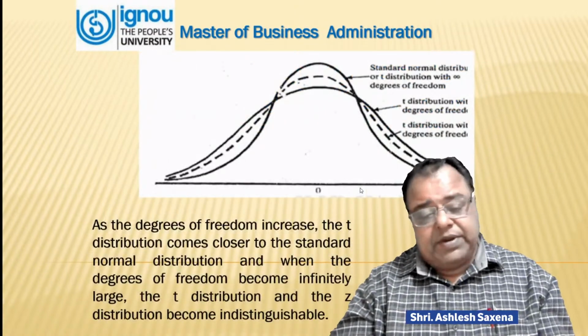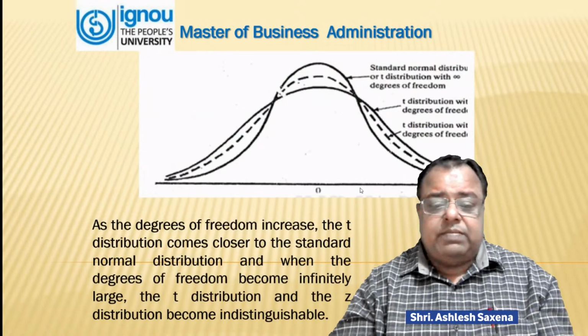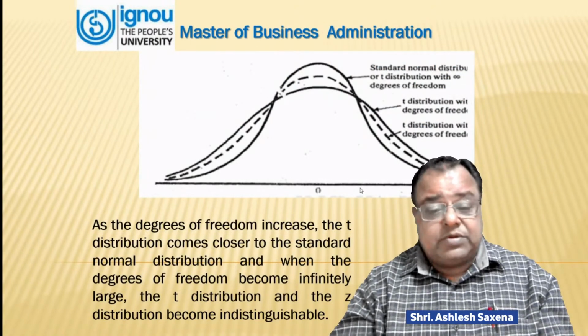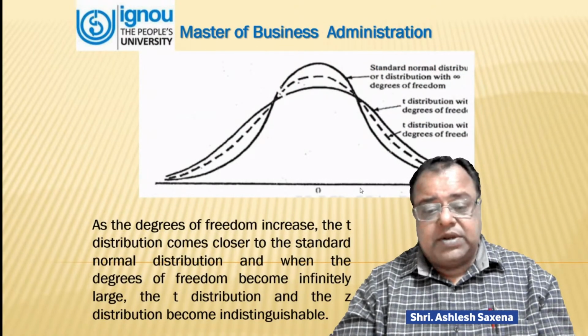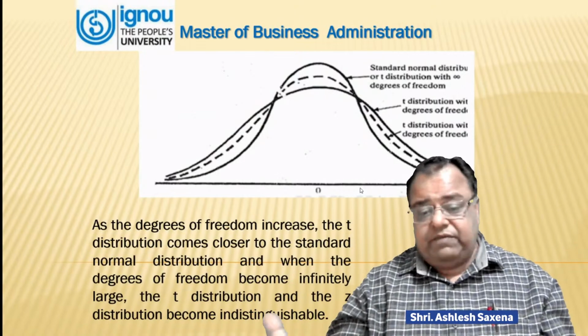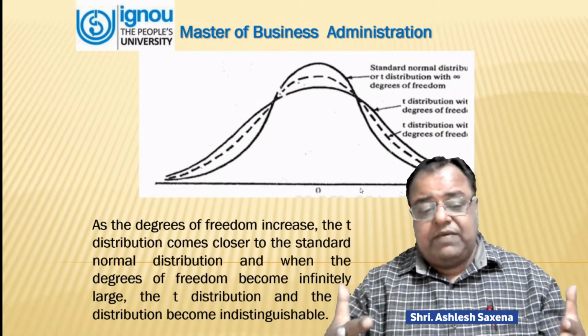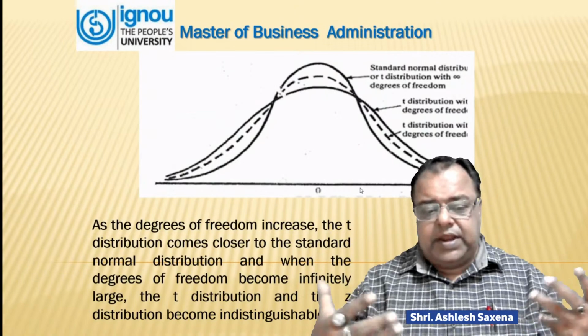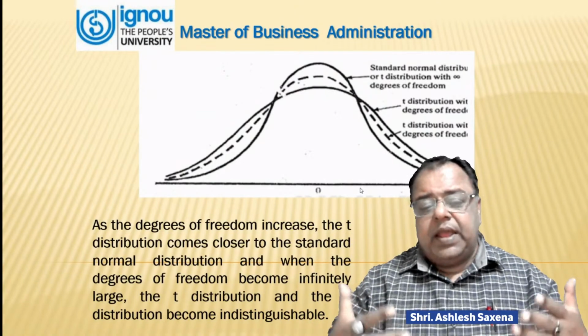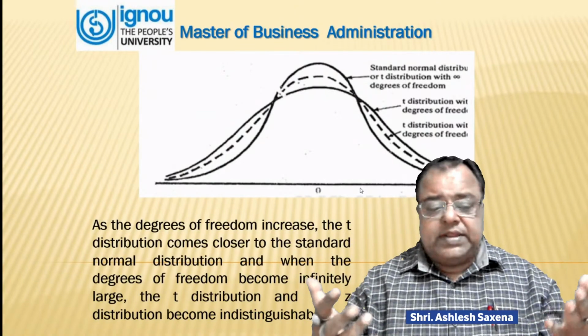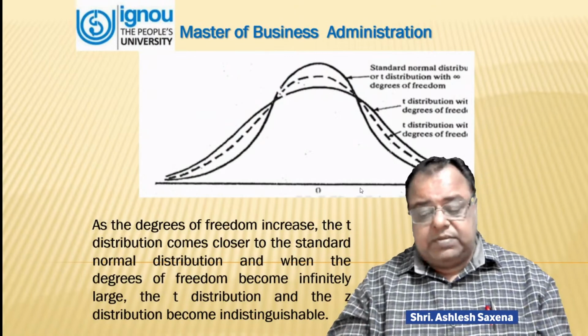As the degrees of freedom increase, the t distribution comes closer to the standard normal distribution. And when the degrees of freedom become infinitely large, the t distribution and the Z distribution become indistinguishable.